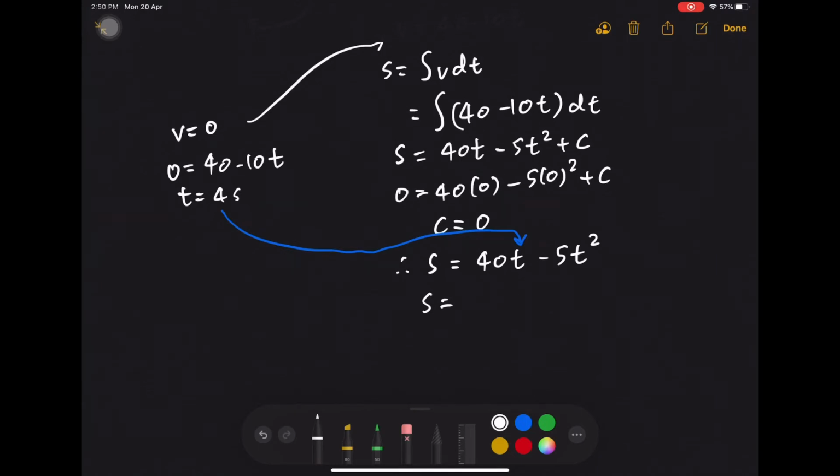So what is the maximum height? We're going to substitute the 4 seconds inside the displacement equation. And there you go, you get your displacement to be 80 meters. This means that the maximum height reached by the stone is 80 meters.